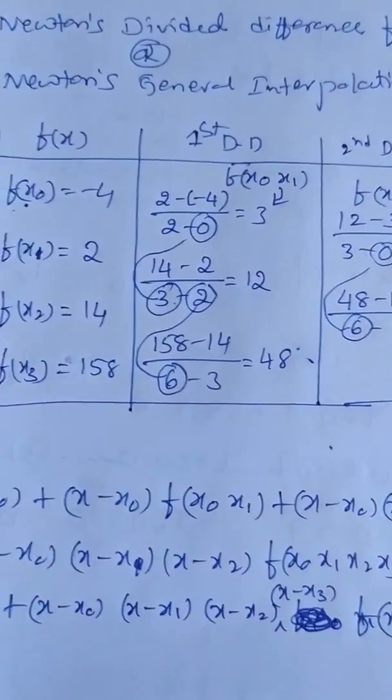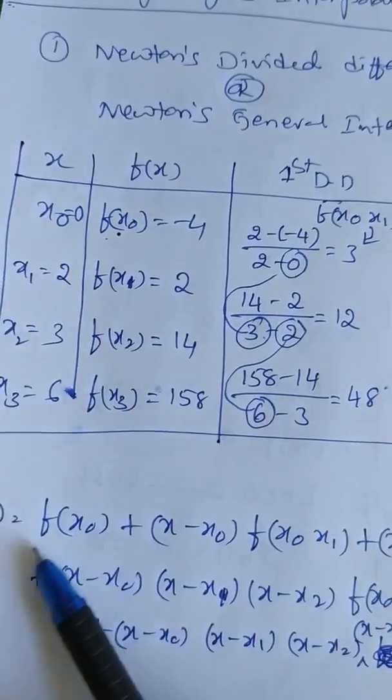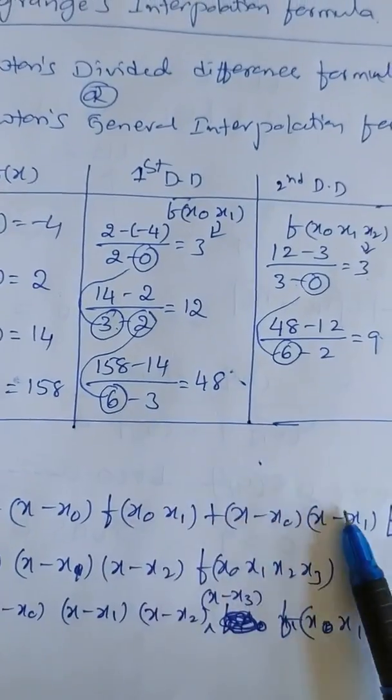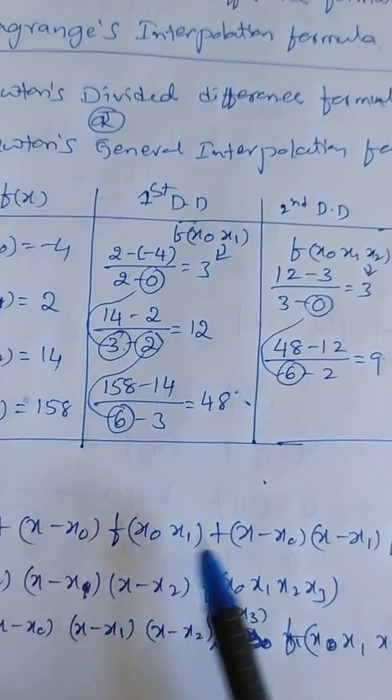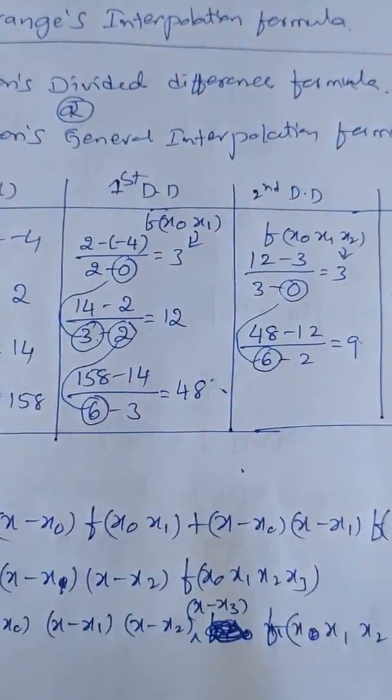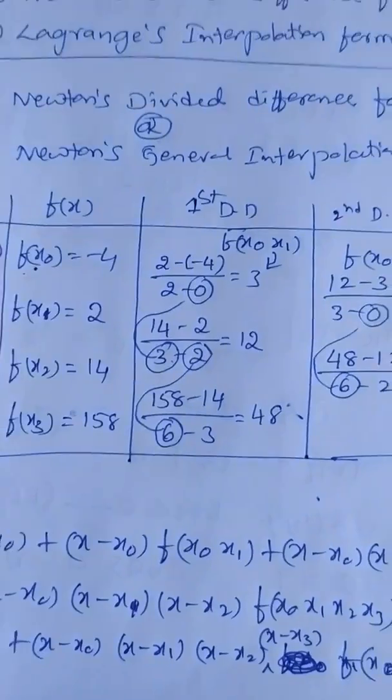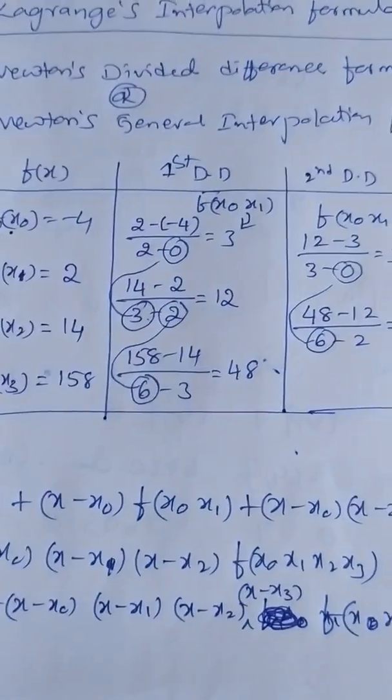Substitute the leading term f of x naught, the leading divided differences, and the x values x naught, x1, x2, x3, etc., and simplify. That gives the f of x value at the given value of x. Now we'll come to the problems.